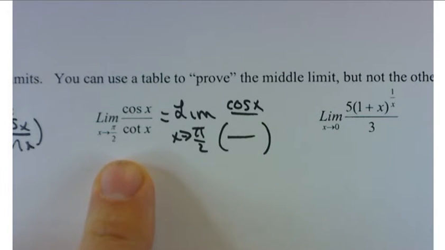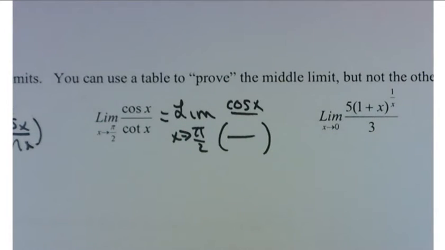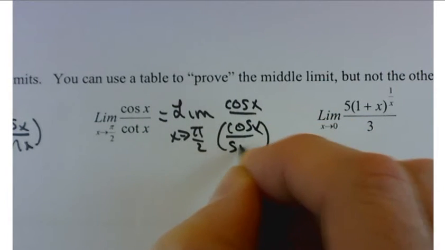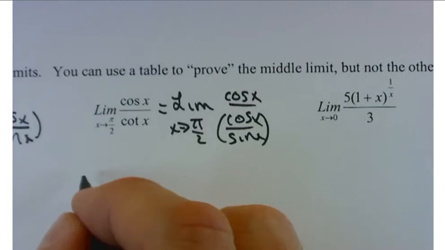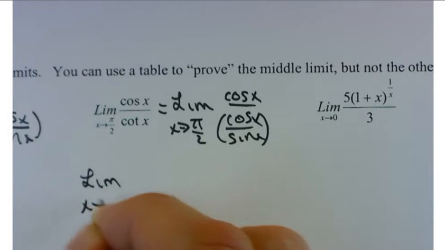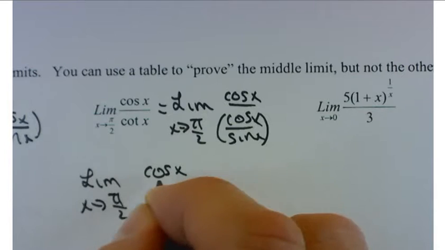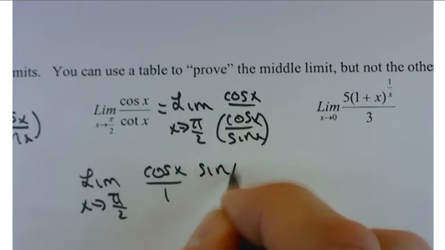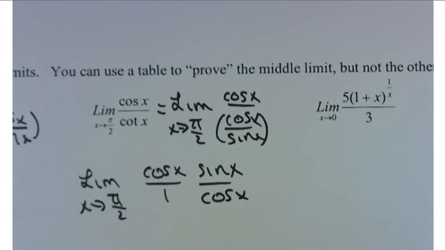The idea in this one, the middle one, is that you can rewrite cotangent. Cotangent is the ratio of what two trigonometric functions? Cosine over sine. So when you divide by a fraction, the trick is to invert and multiply. So this is the same as the limit as x approaches pi over 2 of cosine of x, which is the numerator, times the reciprocal of this, which would be sine of x over cosine of x. And something nice and magical happens here, right?